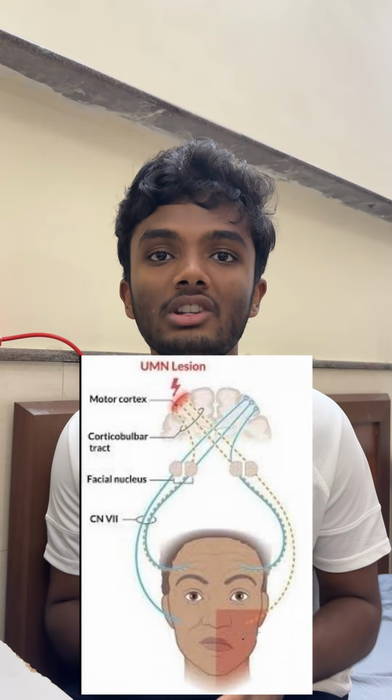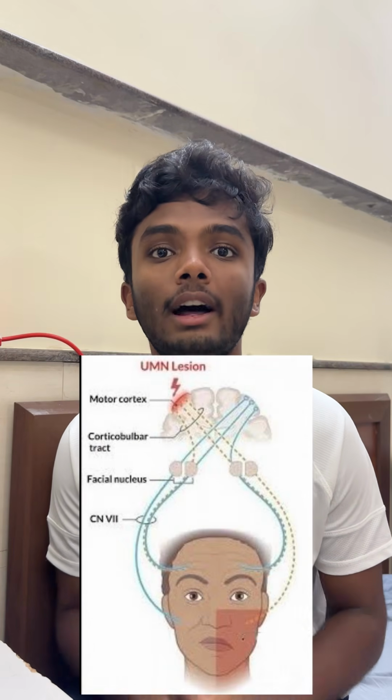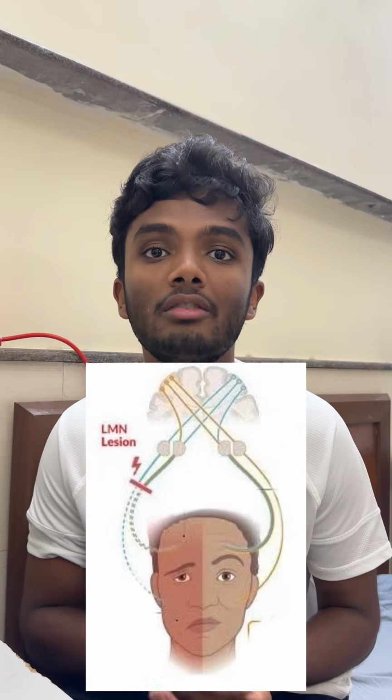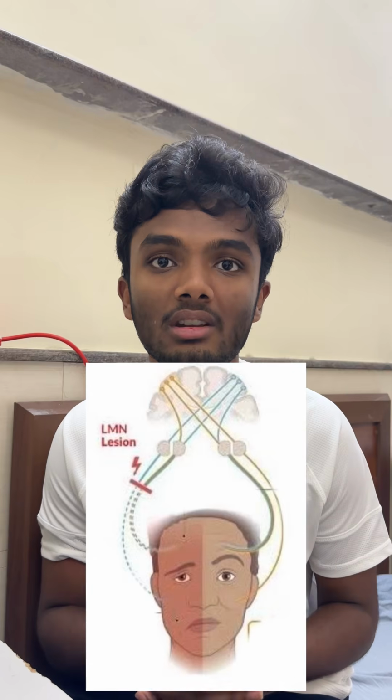Remember, in UMN lesion, there is bilateral representation and contralateral side lower half facial weakness. And in LMN type of lesion, fibers arising from the nuclei are damaged and the patient presents with ipsilateral side facial weakness.